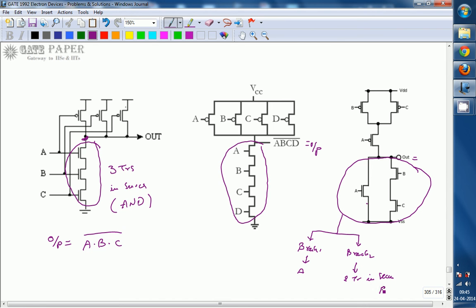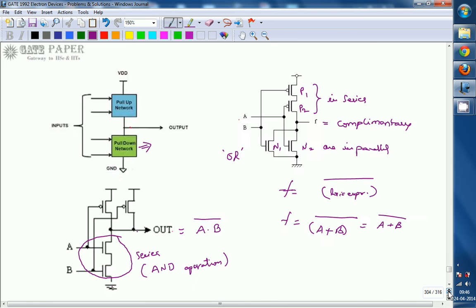So for this one, what can you write? Series operation is nothing but multiplication, B into C, and these two branches are in parallel, so you get the final expression as A plus BC, and the whole thing is barred. So the output is equal to A plus BC whole bar. Here BC is one branch and A is another branch.